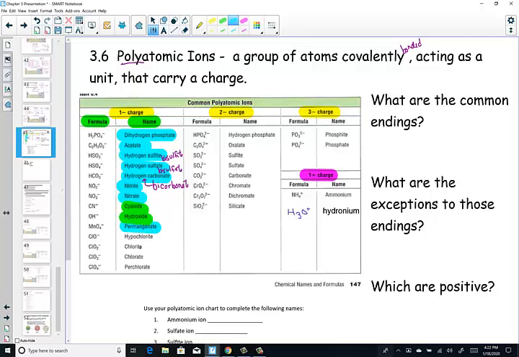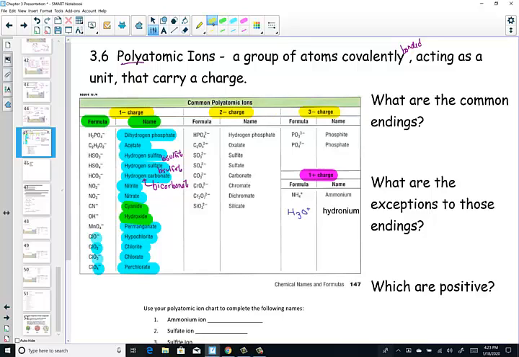Permanganate, MnO4 negative. Hypochlorite, ClO -1. Chlorite, chlorate, perchlorate, all different by the number of oxygens present in that formula. Hypochlorite, ClO negative. Chlorite, ClO2 negative. Chlorate, ClO3 negative. And then perchlorate has 4 oxygens, ClO4, all with a -1 charge.